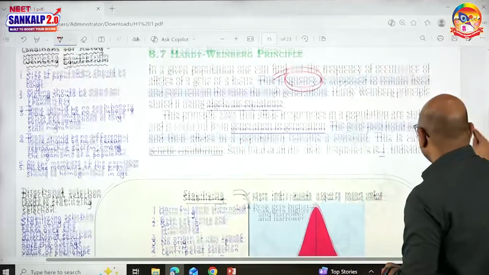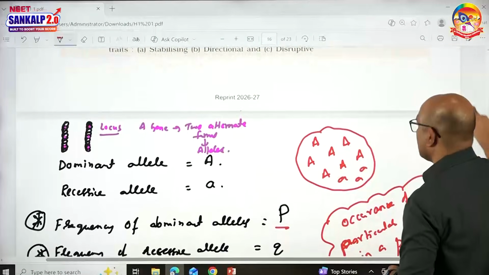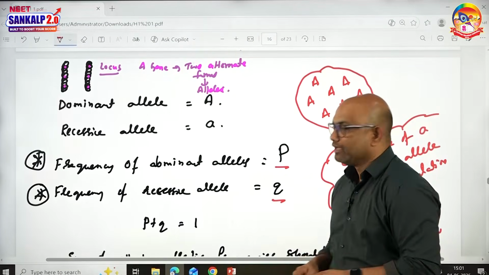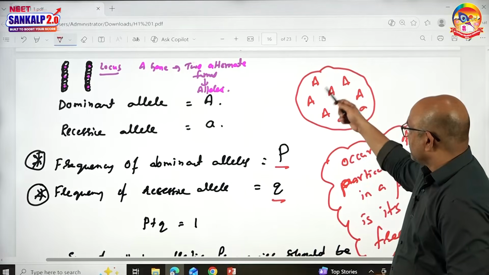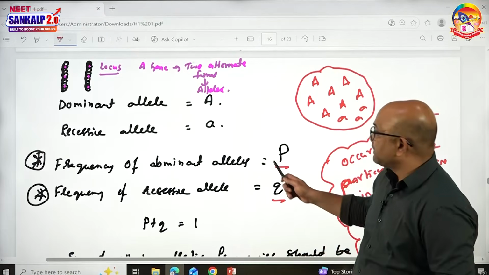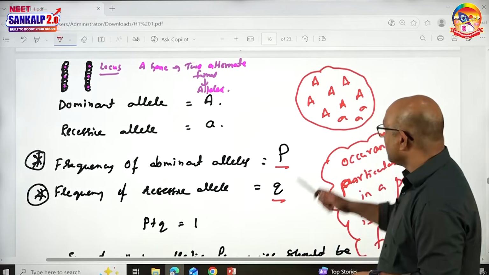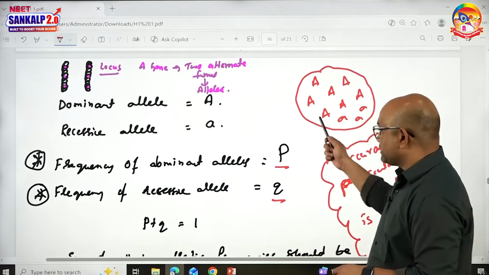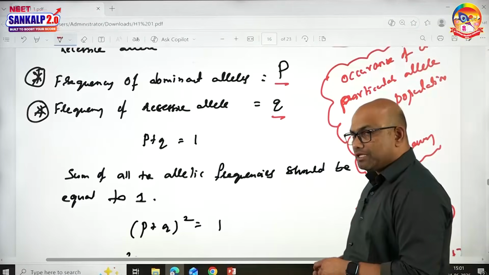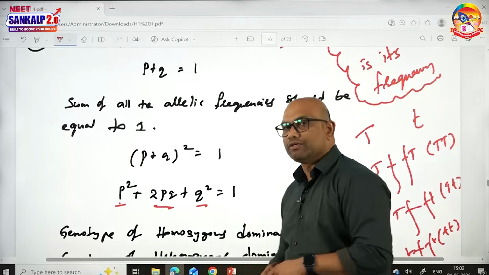And they have given the mathematical derivation for this equilibrium, the Hardy-Weinberg equilibrium. Let me tell you about that. For a dominant allele we use capital A, for a recessive allele we use small a. In a population, capital A's and small a's are there. The frequency of capital A is denoted by the letter p. The frequency of small a is denoted by the letter q. That means the frequency of the dominant allele is p, the frequency of the recessive allele is q. In the mathematical derivation, p plus q is equal to 1. When p plus q is equal to 1, (p plus q) whole squared is also equal to 1, that is, p squared plus 2pq plus q squared is equal to 1.